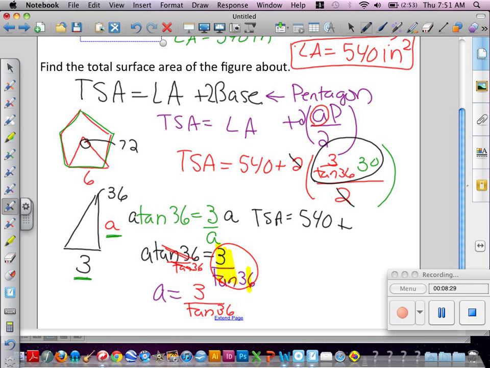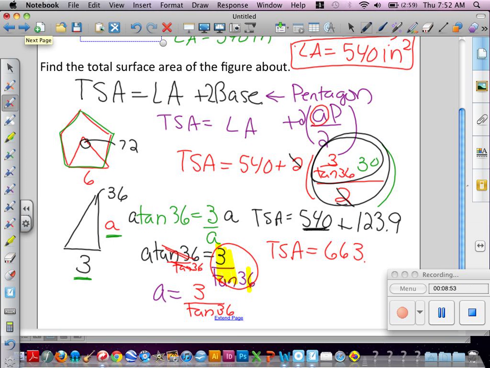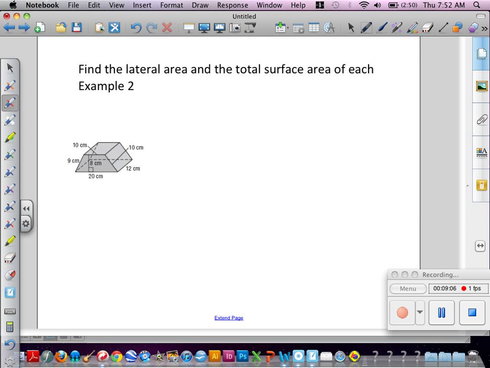So now, my total surface area. This is still my LA. Now I've punched this in my calculator, and I'm getting 123 and 9/10. So I'm communicating my mathematics. I'm just not writing an answer down, but I'm showing what my LA is and I'm showing what my bases are. So my total surface area is, now I'm adding those together, 663 and 9/10 inches squared. So we've done LA, lateral area, and total surface area. Let's take a look at the second example.